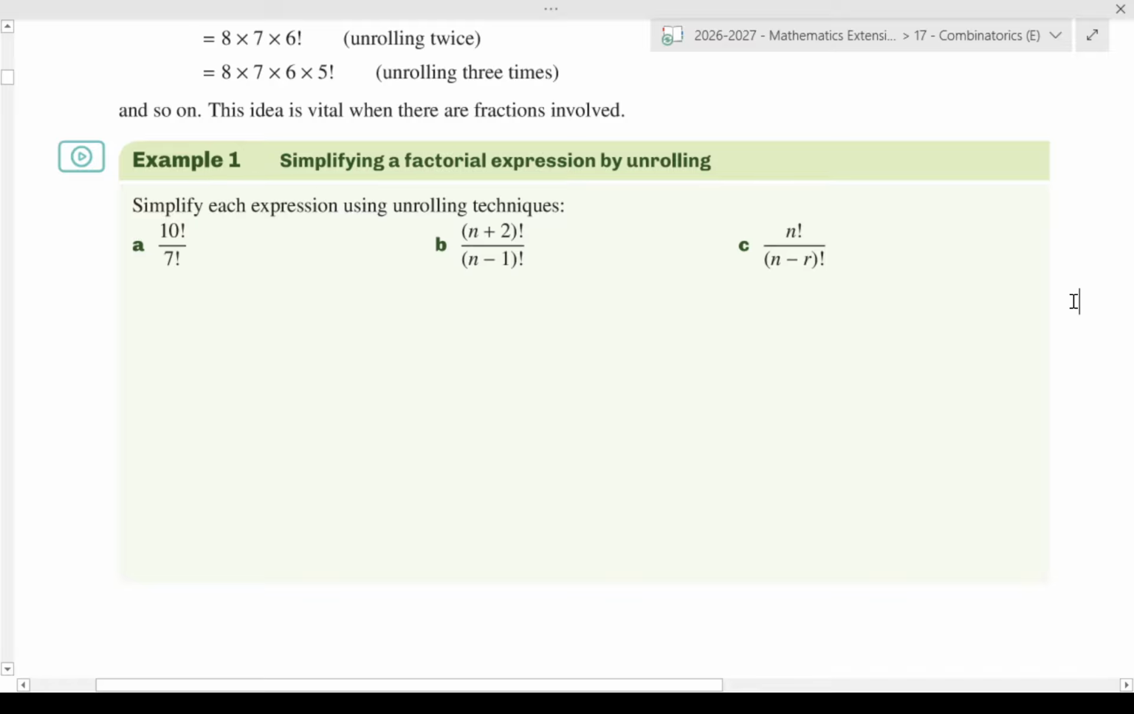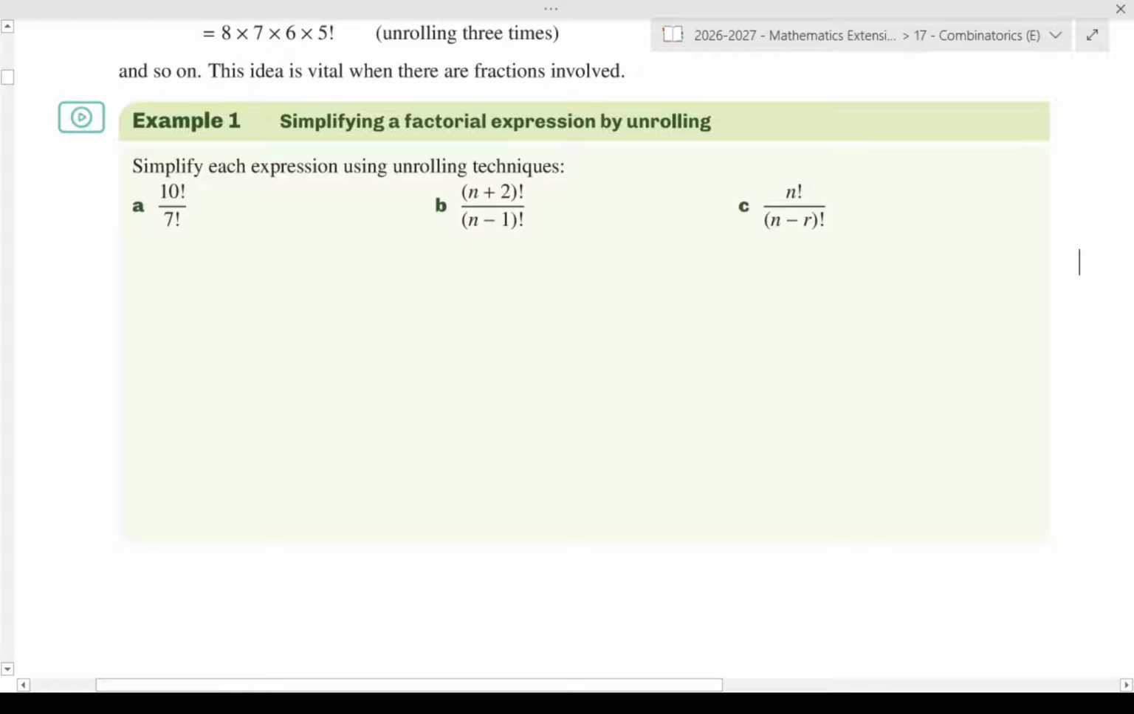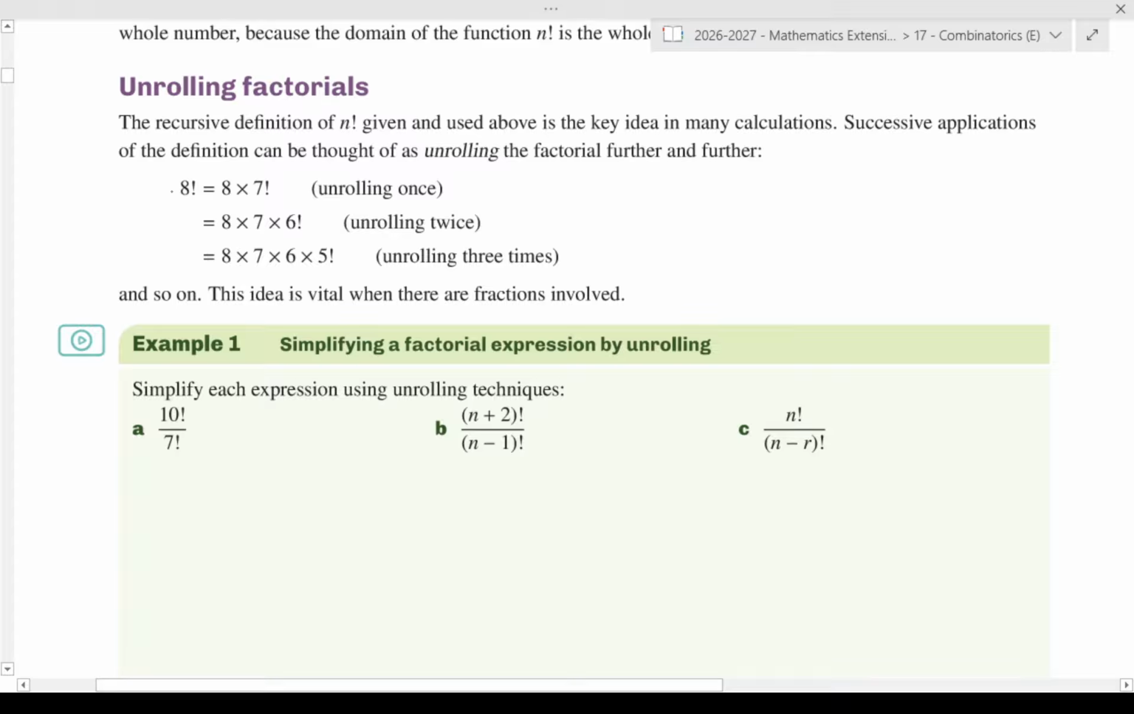We have just started the topic of combinatorics. First thing we're looking at is factorials, and the first thing we're going to do with factorials is simplify things by unrolling factorials. Now remember, unrolling factorials is just where we take the factorial we've got and then bring it down.